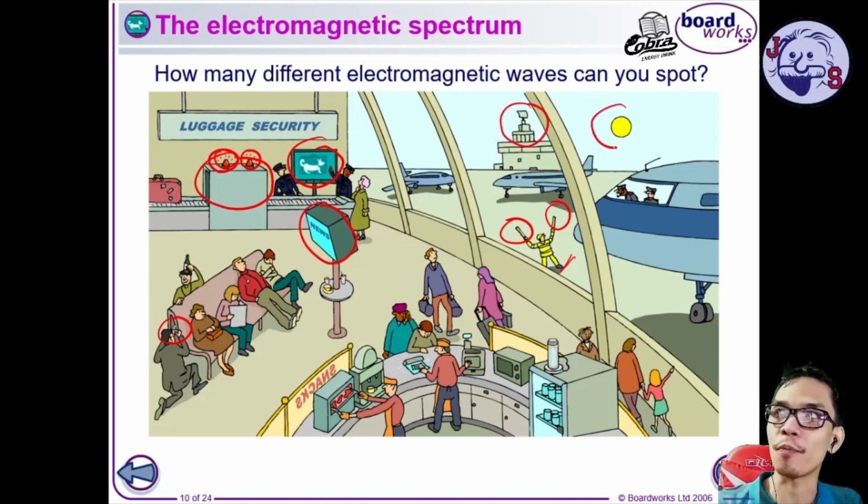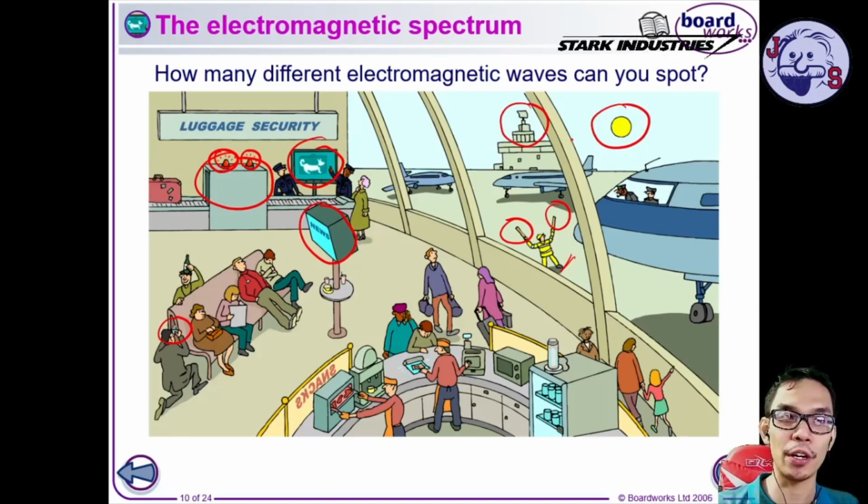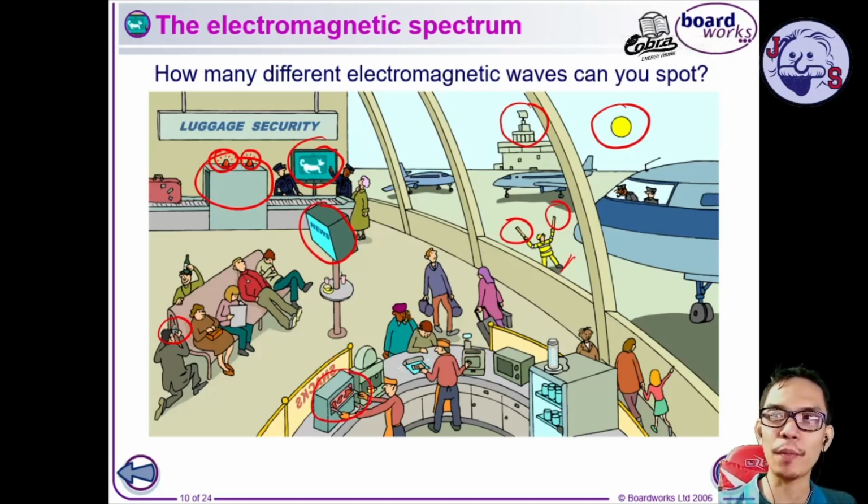The sun itself gives visible light, a small amount of gamma rays, and also ultraviolet rays. The grill that you have right here uses infrared.